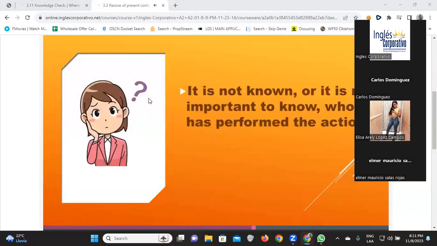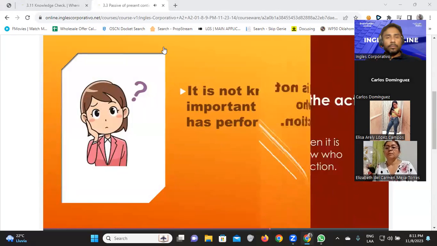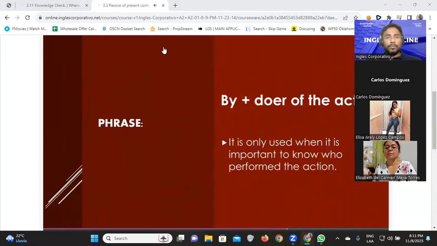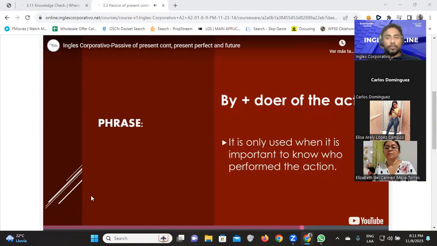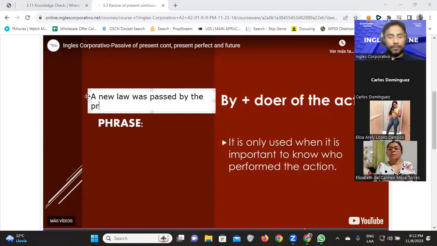The passive is most often used when it is not known or it is not important to know who performed the action. The phrase by plus doer of the action is only used when it is important to know who performed the action. For example, if I say to you, a new law was passed by the president. Una nueva ley fue pasada o aprobada por el presidente, by the president.